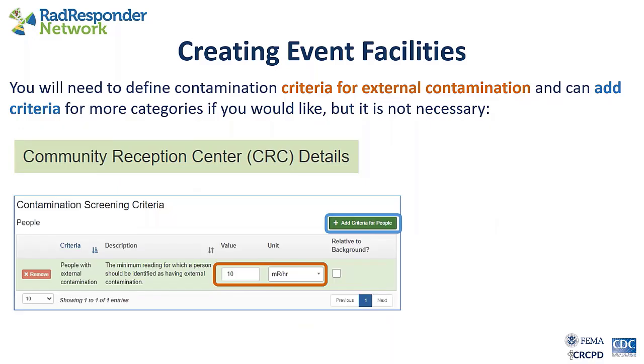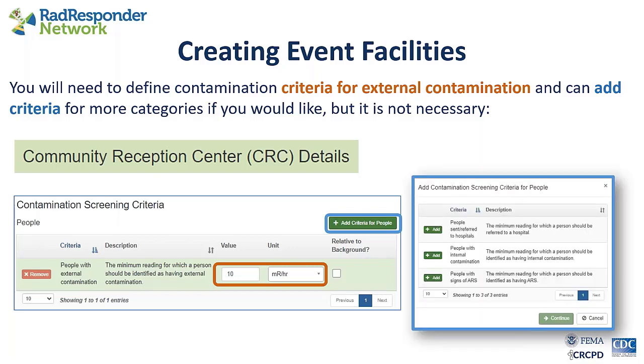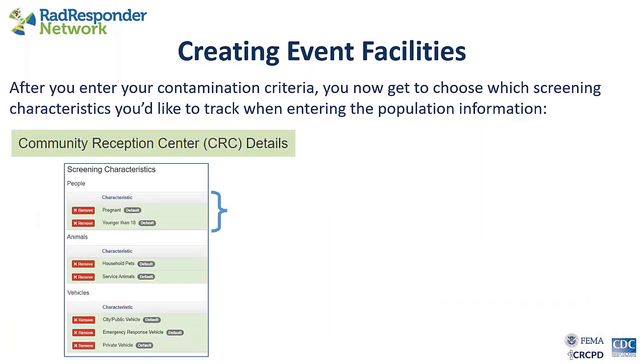The description for people with external contamination is the minimum reading for which a person should be identified as having external contamination. You can add additional screening criteria if you would like to define that. You don't have to, but you can. If you want to, you'll select the blue add criteria for people, and you can add people sent and referred to hospitals, people with internal contamination, people with signs of ARS, and you can identify a value in unit for those.